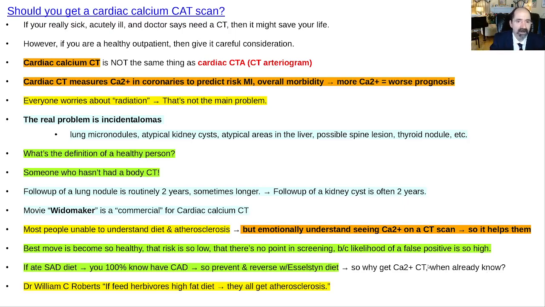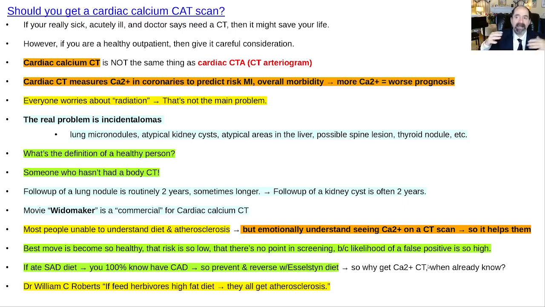Okay, the other thing is cardiac calcium CAT scan, CT, is not the same thing as a cardiac CTA. When you put the A after it, that means arteriogram, CT arteriogram, which means injection of contrast into an arm vein, and then the bolus lights up the veins and the arteries within the heart, the coronary arteries, so one can see if there's a narrowing. That's a more precise test. Those patients usually are already known to have a problem before they'll do that. And there can be times when that's a good thing, and we're not going to talk about that today.